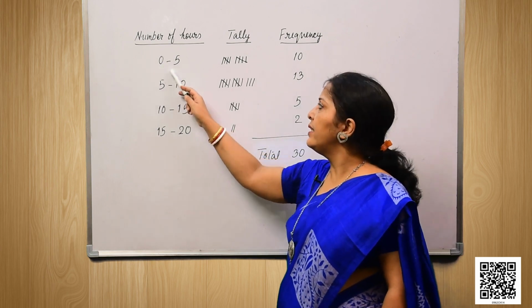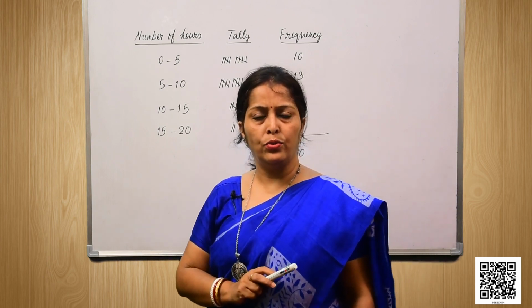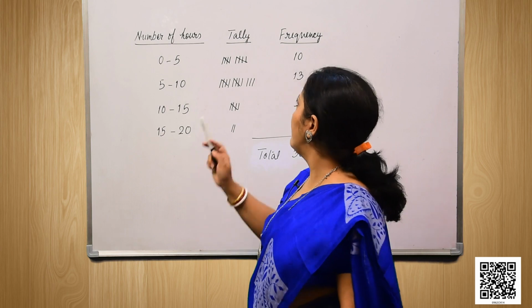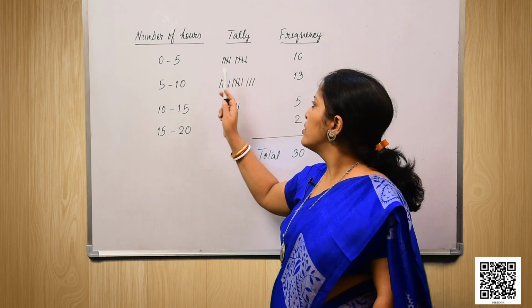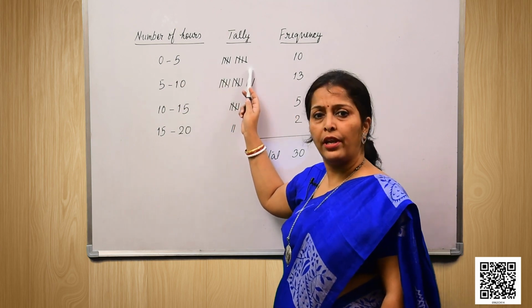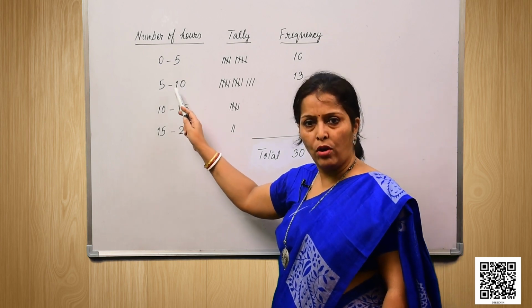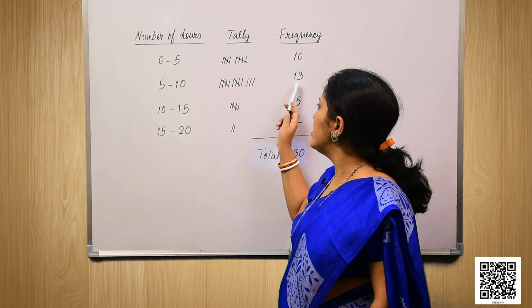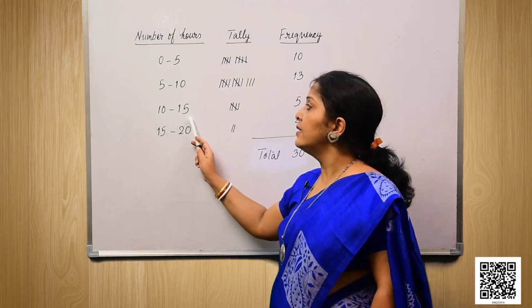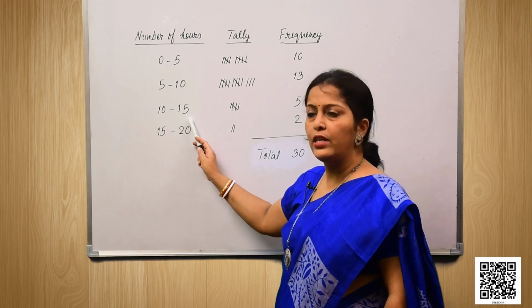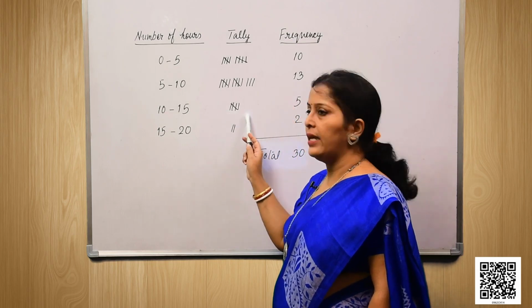Now we see that in the range 0 to 5, that means the numbers 0, 1, 2, 3 and 4, we have a total of 10 numbers between 0 and 4. So the tally is the same here, 10. Then in the range 5 to 10, which includes 5 but not 10, we have 13 numbers. So this is our tally. Then the third row is 10 to 15, and we have a total frequency of 5. So the tally is this.